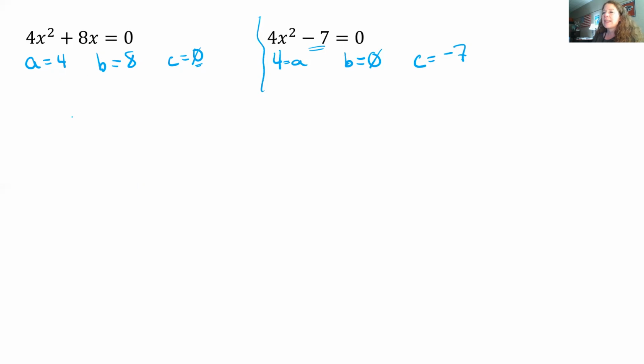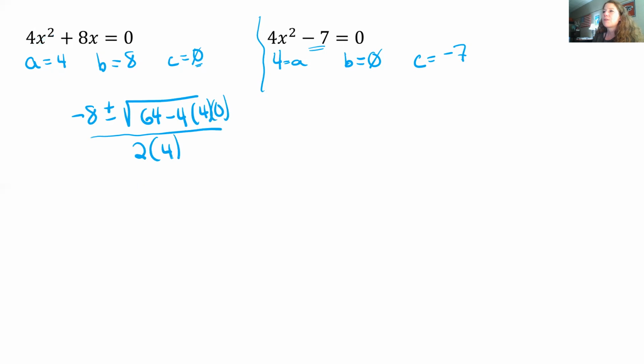So the opposite of 8, -8, plus and minus. I could have simplified this by pulling out a 4x, but I didn't. So let's just see what happens. So we have 8 squared minus 4 times A times C, which is 0, all over 2 times 4. All right, so in my calculator, I get 64 minus 16. Nope, not 16, because it's a 0. So 64 minus 0 is 64. Well, the square root of 64 is 8.